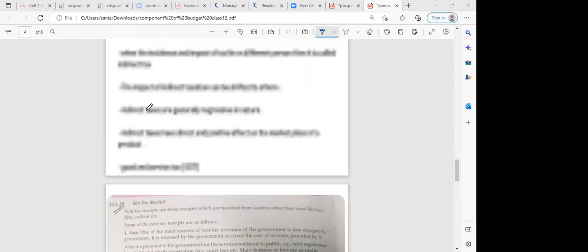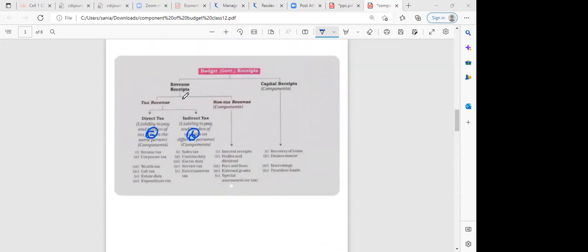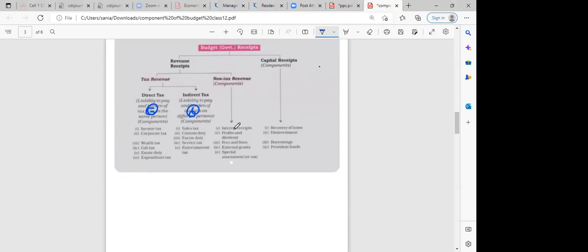Basically, what we have done till now, we know what is revenue receipt, we know what is capital receipt, right? We know tax revenue. Tax revenue is basically of two types, direct and indirect. Now, what is non-tax revenue? Over here there were a few terms like interest receipts, profit and dividend, fees, fines. So now we will understand these things in depth.